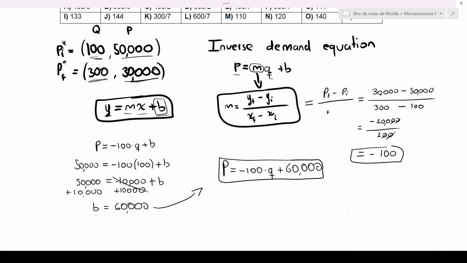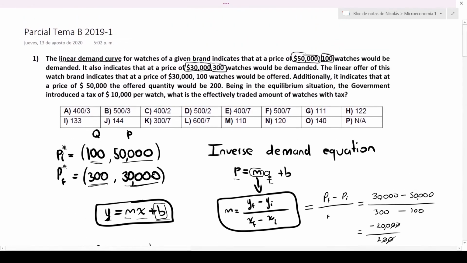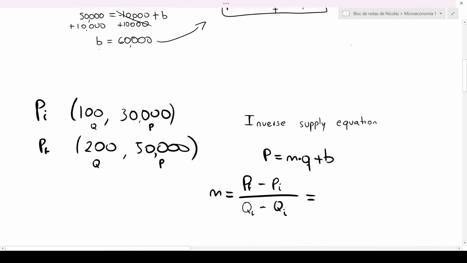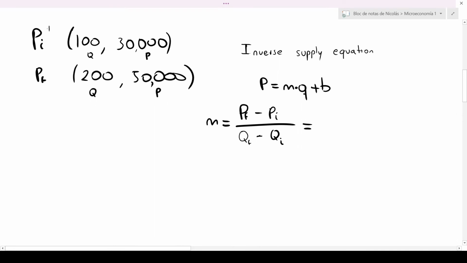So after finding the inverse demand equation, we're going to be doing the same process with the supply equation. It's important to note that it says that it's a linear one as well, and so we only need 2 points. Point 1 says that 100 watches are offered by firms if the price is 30,000, and it also says that the quantity of watches offered by the firms is 200 if the price is 50,000. I labeled both of those points as point 1 and point 2 right here, or initial point and final point.